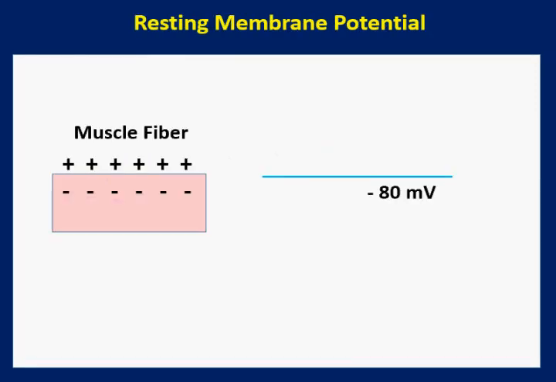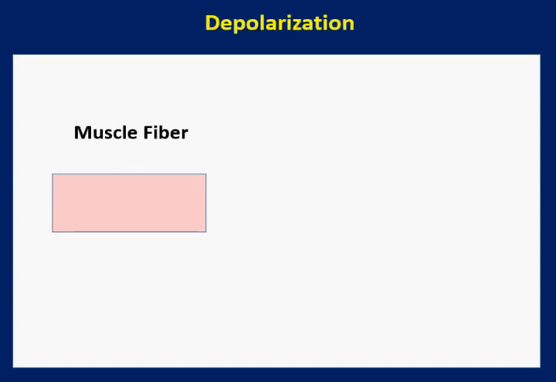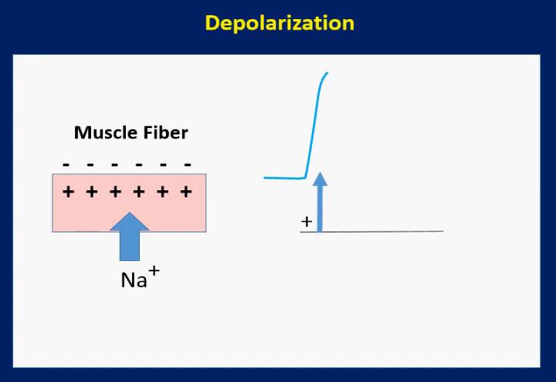The nerve or muscle fiber maintains a resting membrane potential of roughly minus 80 millivolts, the inside of the cell being negative. When stimulated, sodium channels open. This causes a flow of positively charged sodium ions into the fiber and makes the intracellular space positive. This is the depolarization phase. We will consider the inward flow of positive charges as a positive current.